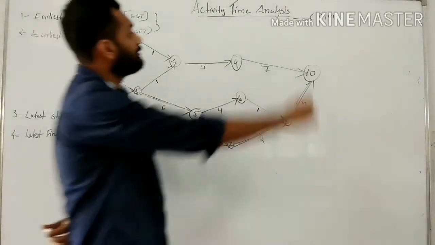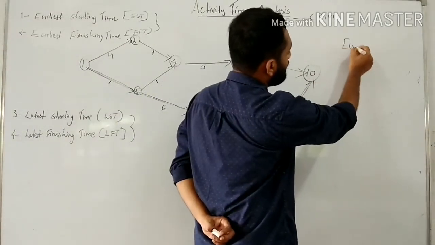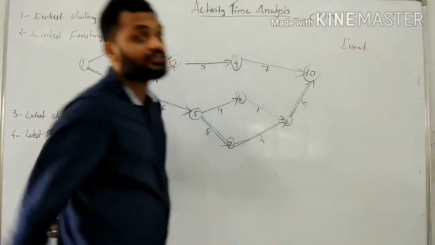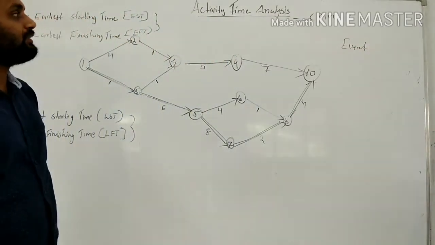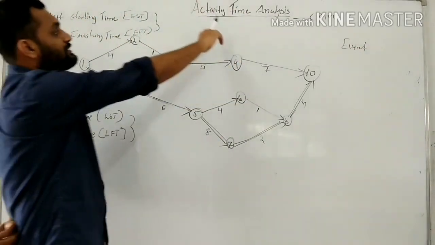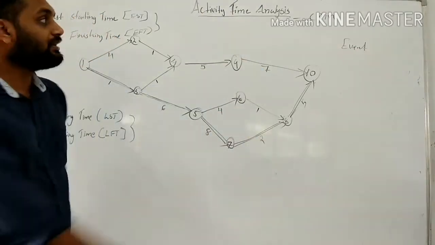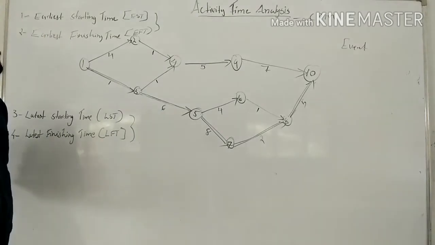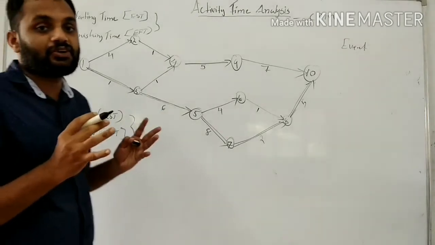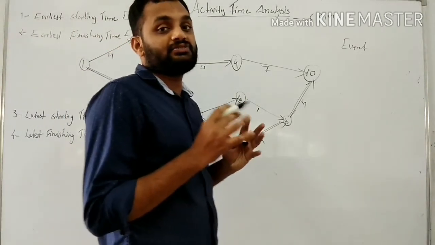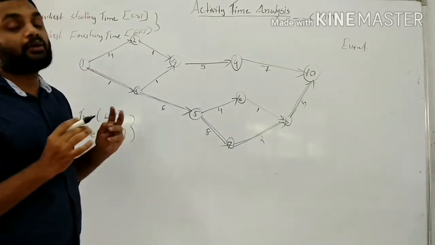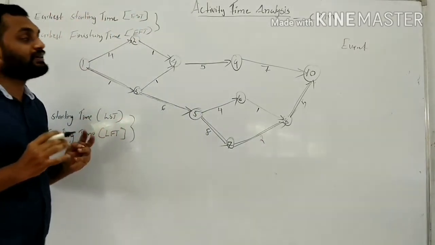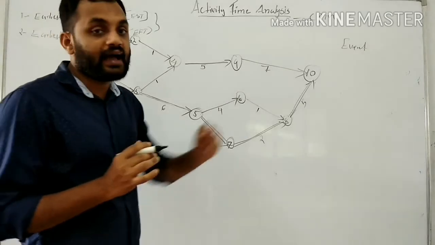In PERT, event time analysis was related with PERT, but activity time analysis is related with the CPM, critical path method. I said that CPM concentrates on activity. Activity diagram is what we call CPM. But PERT is an event oriented diagram.